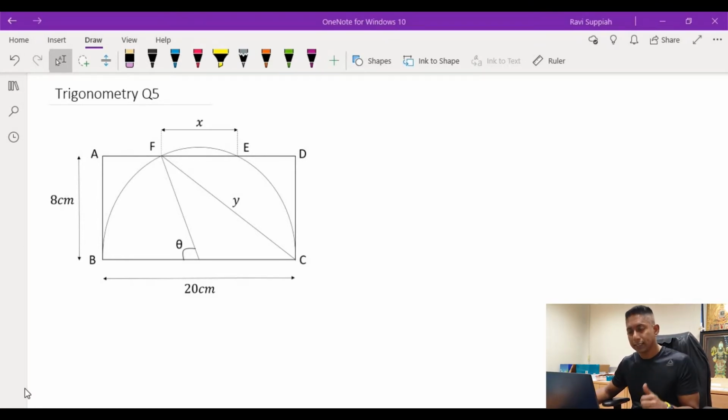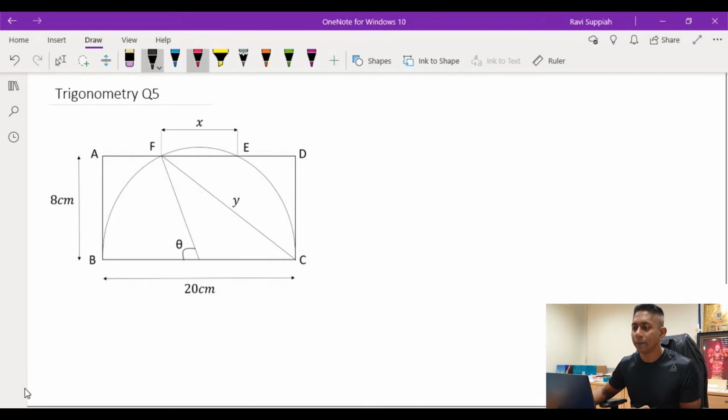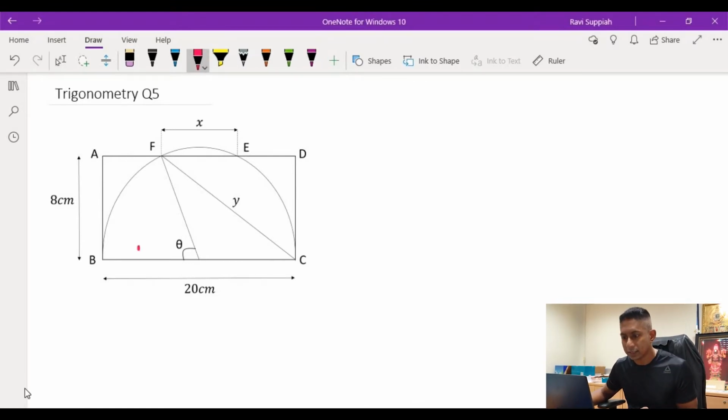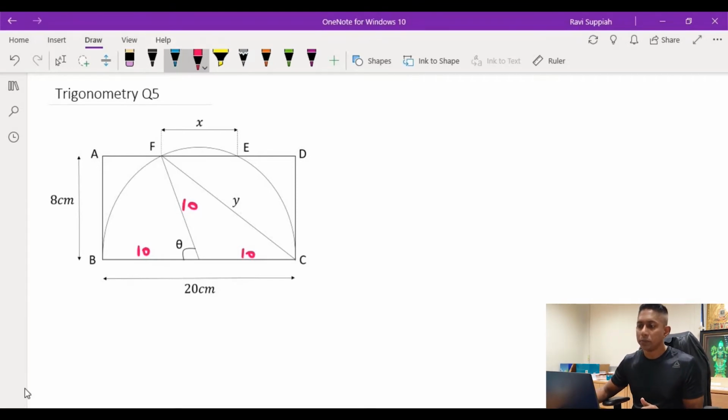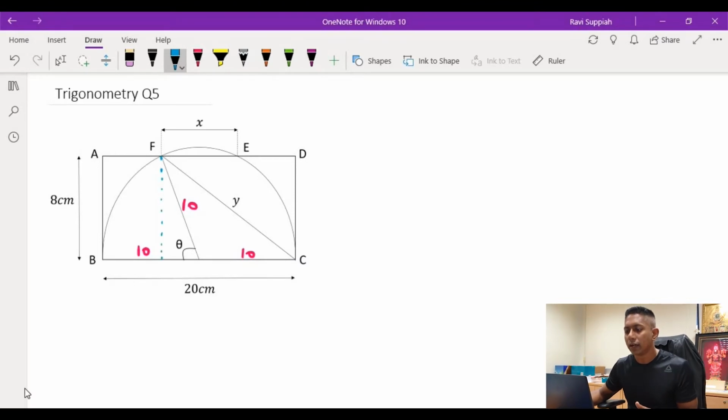The first thing we can see is that we are given some dimensions. The diameter of the circle is 20 cm, which means that the radius is 10 cm. So this is 10, and from the center to F is also 10, correct? And here is also 10. Now we are given that this length AB is 8 cm, which means that if I were to draw a line from F down here straight, forming a right angle triangle, this distance is also 8.